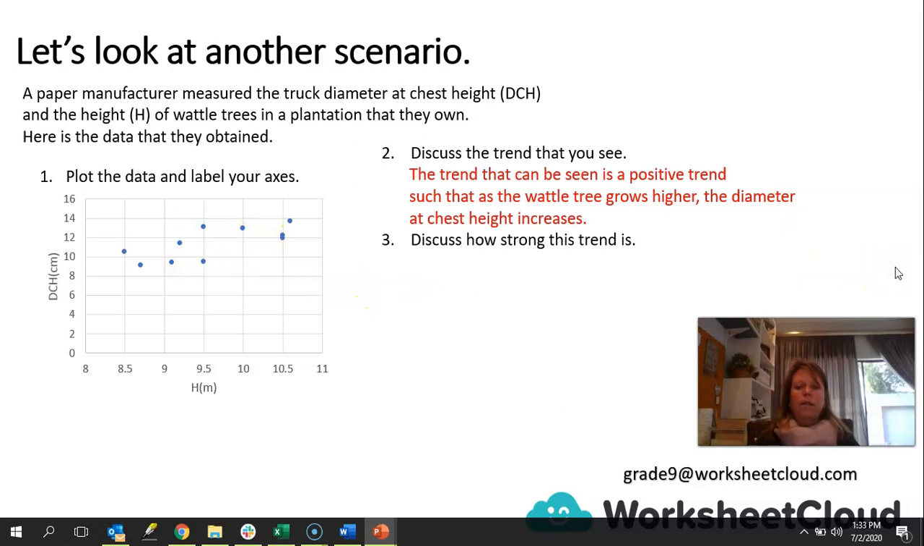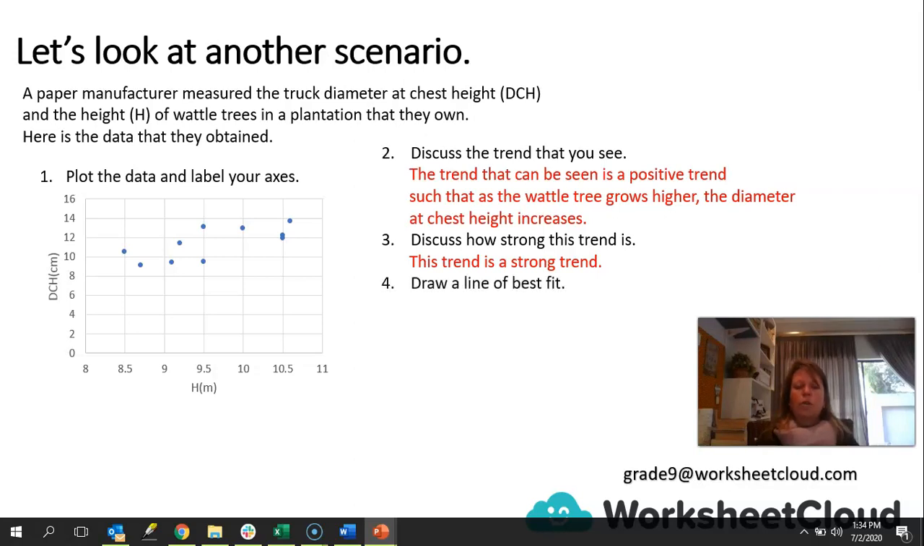Okay, discuss how strong the trend is. Right, the trend is a strong trend because it is actually going to be quite close to the line of best fit. It is actually better to put in the line of best fit first, but we are seeing if we can predict this.